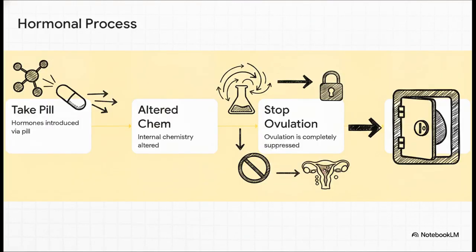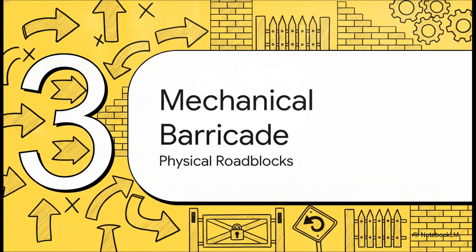This process follows a very strict logical sequence. First step, hormones are introduced. Second, the entire internal chemistry is altered. Third, ovulation gets completely suppressed. And finally, that vault stays locked tight. No egg is released. Tracking this chronological flow makes it super clear how hormones stop fertilization before it can even initiate.